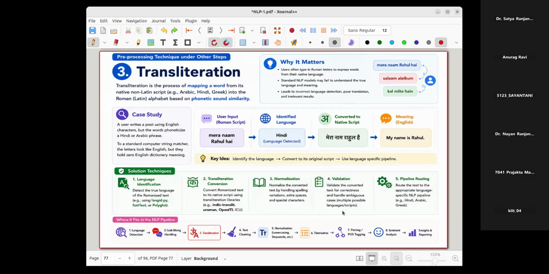So there are three steps I have discussed. One is language identification, which is a must for both transliteration as well as code mixing. Second is code mixing, and third is transliteration. These three come under the basic steps when you have this kind of situation. Otherwise, if it is pure English, you don't need such pre-processing steps.